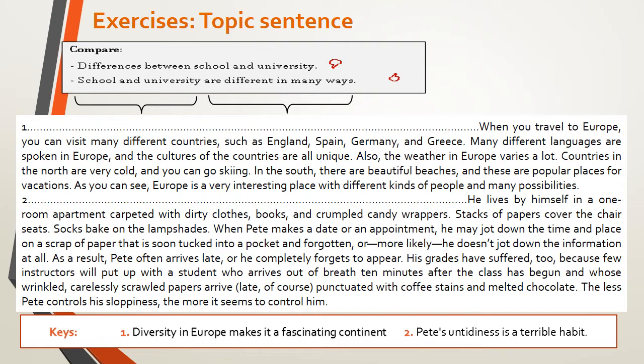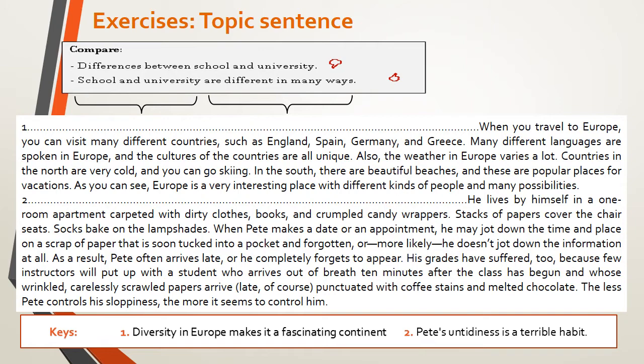Let's take two examples. The first, differences between school and university. The second, school and university are different in many ways. The second example is a good topic sentence, while the first is not. Why?